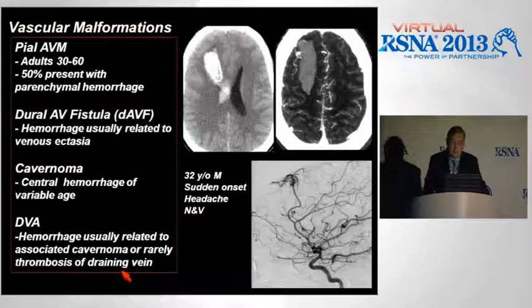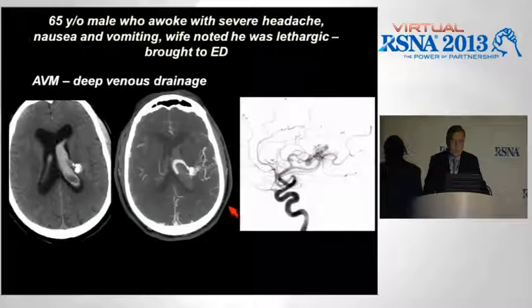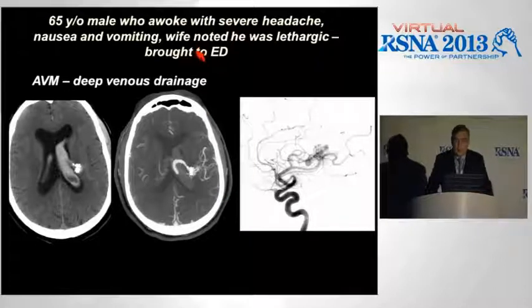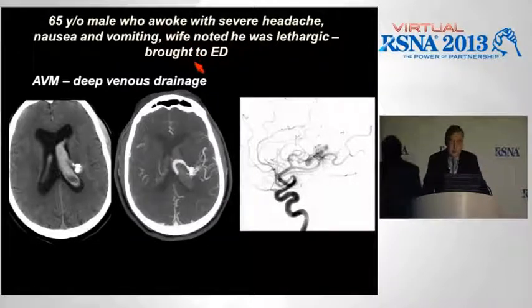So here we can see this large hematoma with some intraventricular extension, this little area of enhancement along the lateral aspect of the hematoma. And on the angiogram, this callosomarginal branch coming over the top, supplying this little nidus of the AVM. And this is a typical story with a 32-year-old patient, a relatively young patient with sudden onset of headache, nausea, and vomiting. This is another patient who awoke with severe headache, nausea, vomiting, and his wife noted that he was lethargic, brought him to the ED.